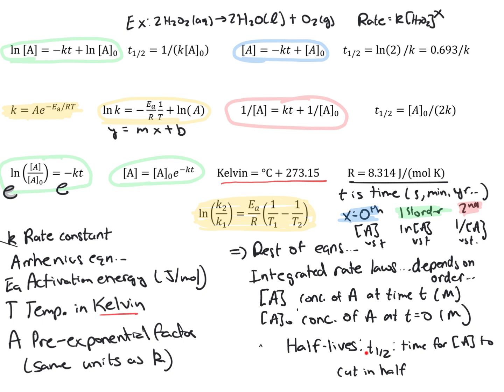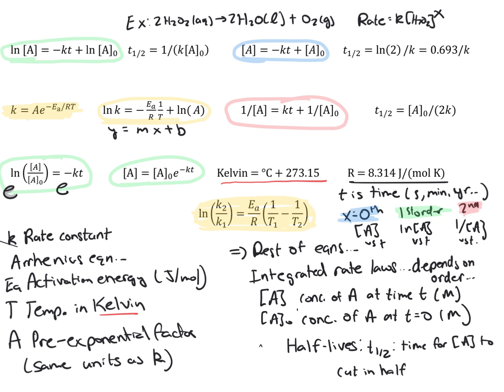For the last couple equations, those are going to be half-lives. So they're really just another application of integrated rate laws, but it's often convenient to think about this specific definition of the time it takes to cut the concentration of the reactant in half. So again, A is always your reactant, like H2O2 in this case. Just a convenient thing to look at.